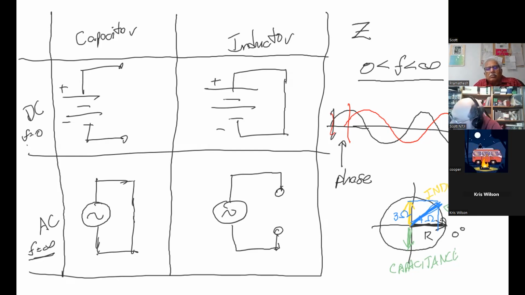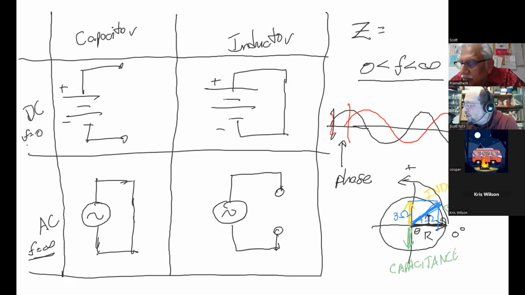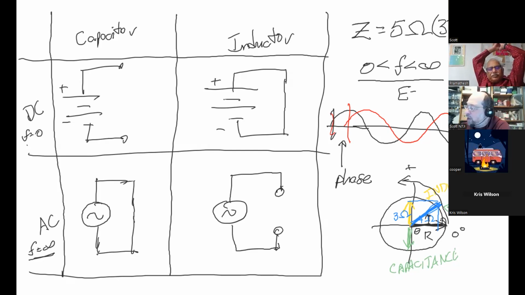In fact, it would be 5 ohms with an angle, and this is about 37 degrees. Because it's going this way on the circle, it's going in the positive direction. So we would actually have an impedance of 5 ohms with an angle of 37 degrees. So now if we go back to our E equals I times R and replace it with Z, we would end up with that angle of 37 degrees.